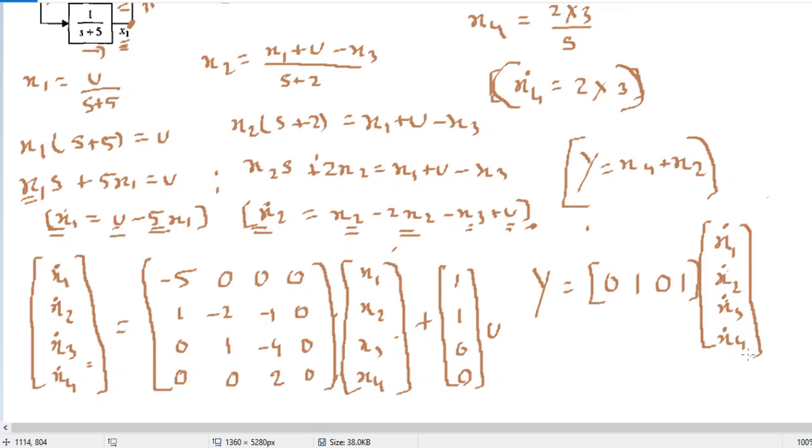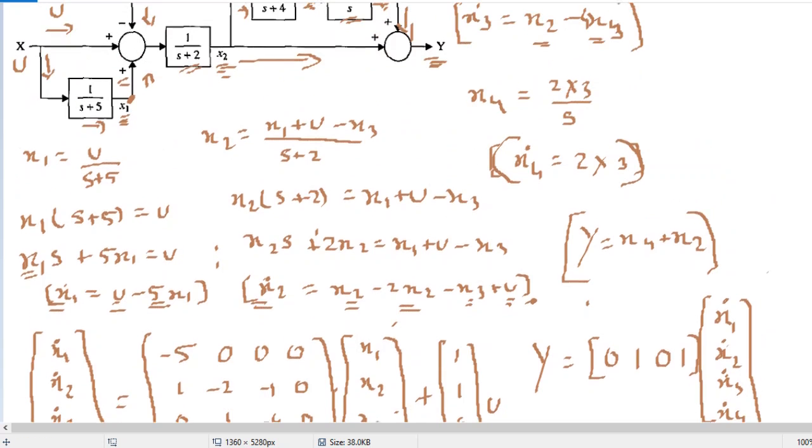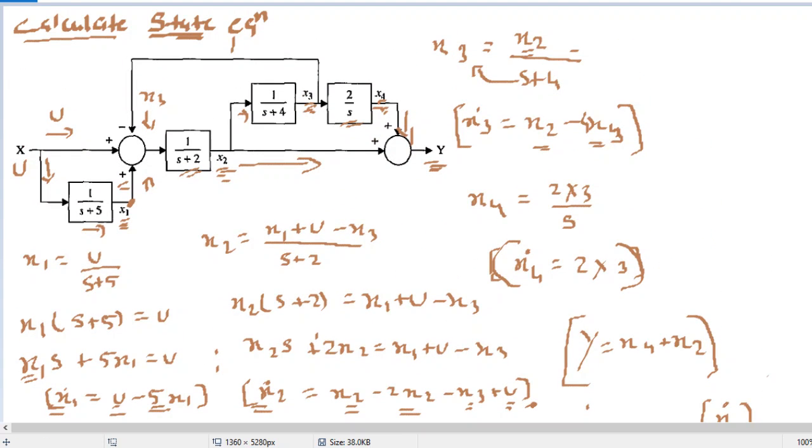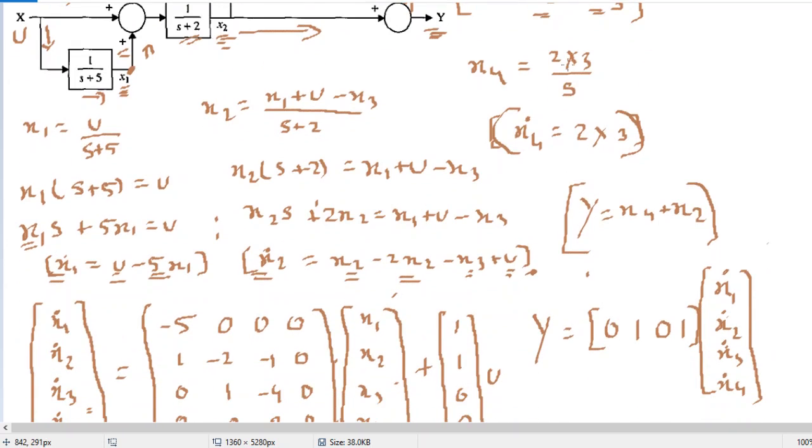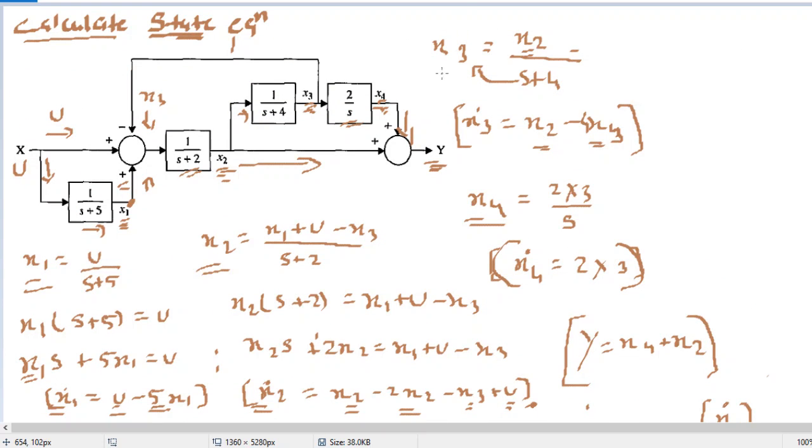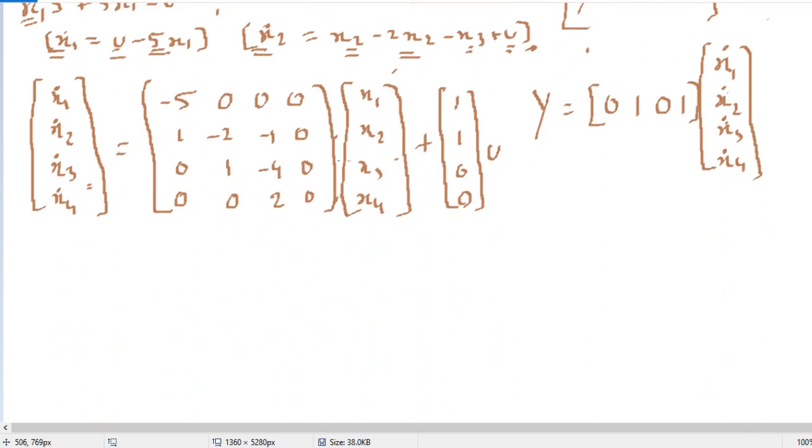So this is the way we can solve the block diagram. We can convert the block diagram into state equation. First we have to observe each and every block and each and every signal coming out of that particular block with utmost clarity, and that's how we get the solution.